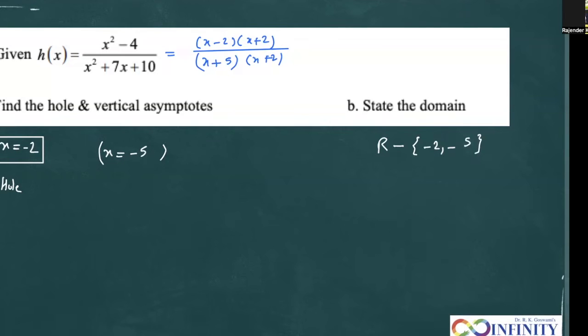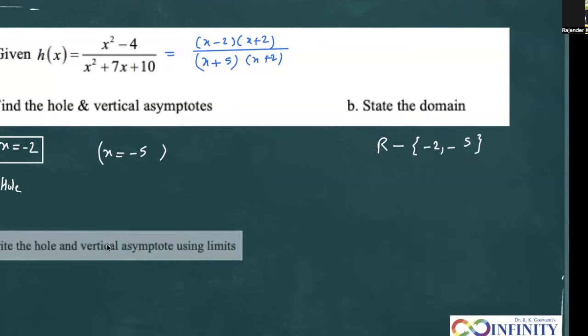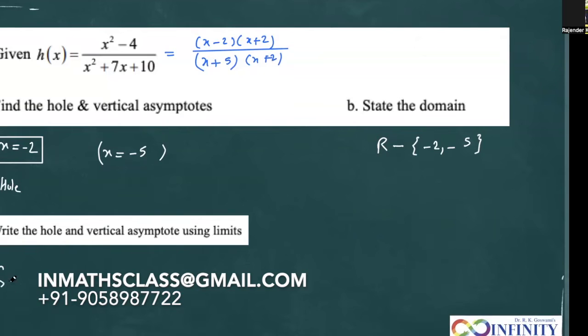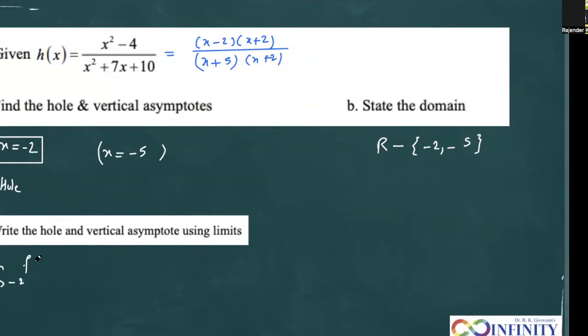Next question is: find the hole using limits. Okay. So using limits basically, I will be checking what is going to be the limit as x tends to -2 of f(x). I'm just talking about the hole first, the point. It is going to be x minus 2 divided by x plus 5.